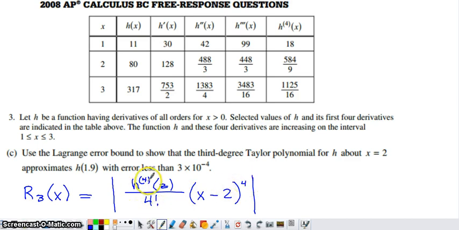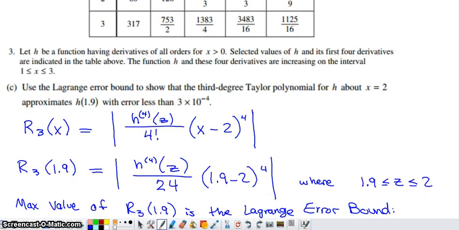We see a 4th derivative here. The weird thing is that we don't have 2. We don't have the value where the series is based right here. We have this new variable being defined, z. Now what's special about z is that z has to sit somewhere at or between the value of x that you're making your estimate at, and in our case that was 1.9, and the value of x where your series is based, and in this case that's 2. So z has to come from between 1.9 and 2.